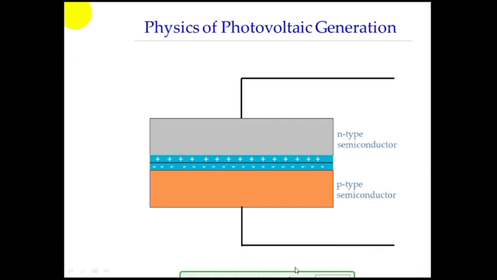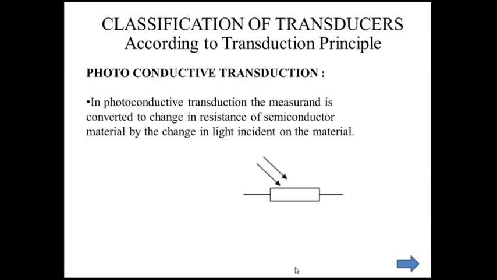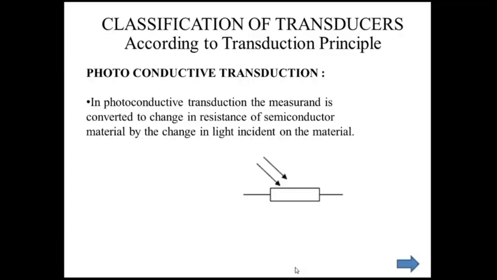Okay, now the sunlight will fall on the semiconductor material. Now the electrons and holes recombine with each other. Then electrons will flow through the bulb and it will be converted into electrical energy, which means the light energy is converted into electrical energy, which means photovoltaic generation.